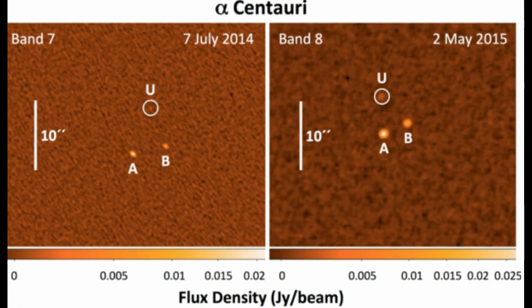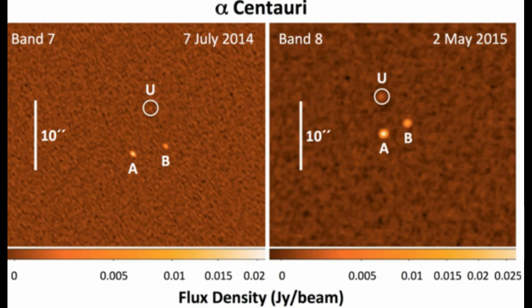to figure out the orbit. Now, what you're looking at on the left, July 7th, 2014, in band 7, you're looking at, I think it's Alpha Centauri A and B. You can see that in the bottom. U represents this unknown object that's entering the solar system. Now, one thing about it, they caught two different trajectory points in July of 2014.